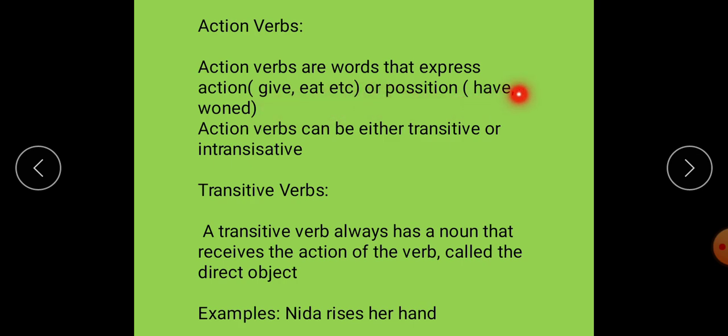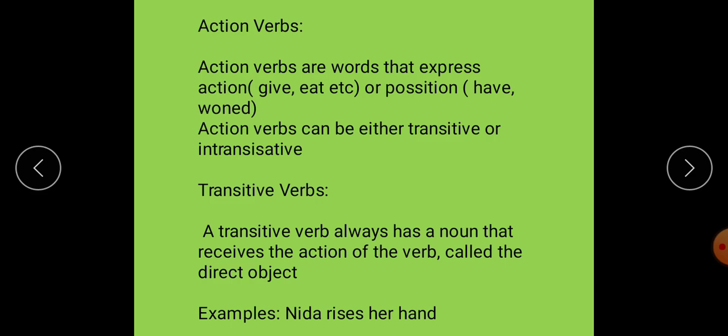Others: possess, have, are, owned. Action verbs can be either transitive or intransitive. Action verbs are divided into two types: transitive and intransitive verbs. Transitive verbs always have a noun that receives the action of the verb, called the direct object. ट्रांजिटिव जो वर्ब्स है वो हमेशा उसका नाउन होता है और ये नाउन रिसीव करता है, वर्ब करता है और ये डायरेक्ट ऑब्जेक्ट कहलाता है. ट्रांजिटिव वर्ब्स हैव डायरेक्ट ऑब्जेक्ट.